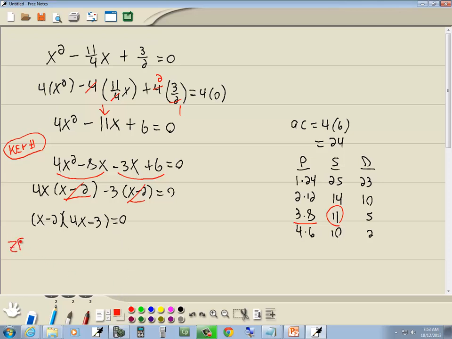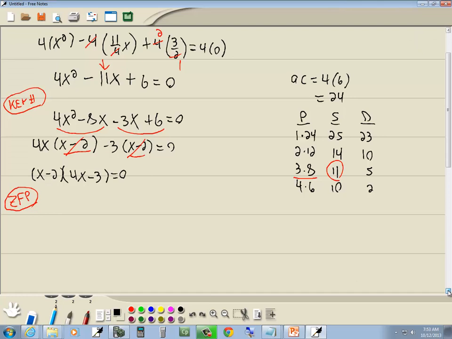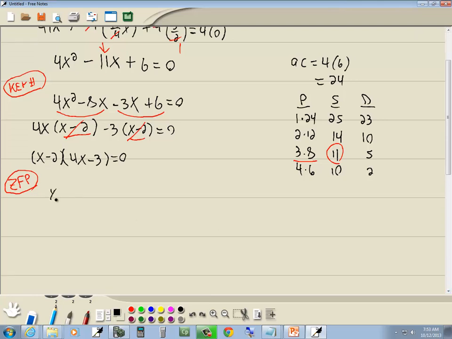Now we're ready for the zero factor property. The zero factor property says you get 0 on one side, you factor the other side, you set each factor equal to 0. So I'm going to set x minus 2 equal to 0 and 4x minus 3 equal to 0. On this one, I'll take negative 2 to the right side and it becomes a positive 2, and we get x equals 2. This one, I'll take the negative 3 to the right side, it becomes a positive 3. Anytime you take anything across your equals, your sign changes.